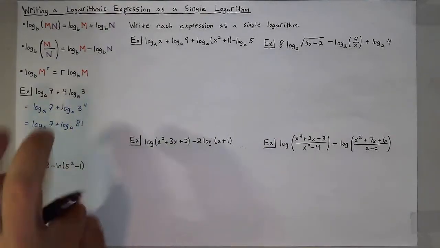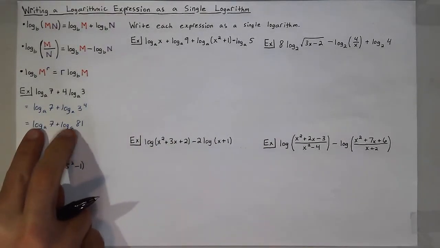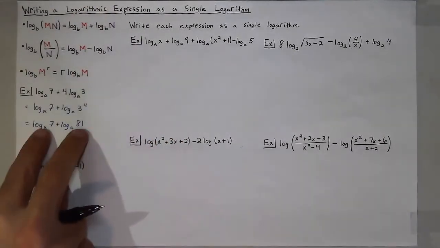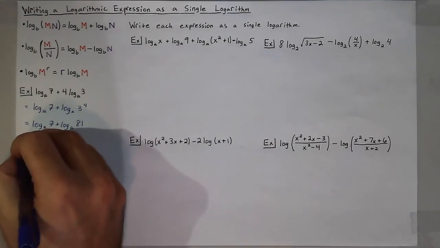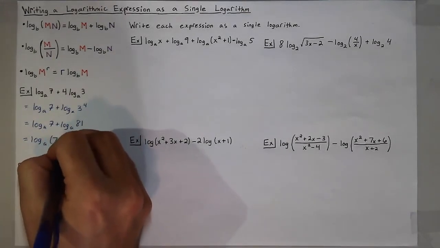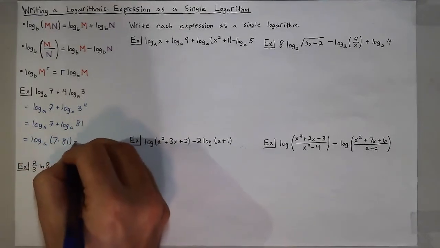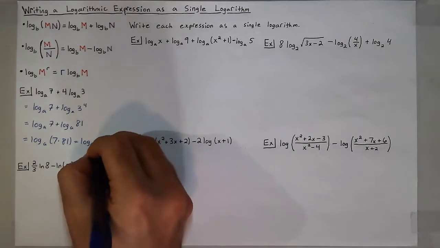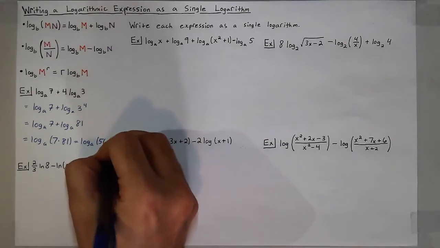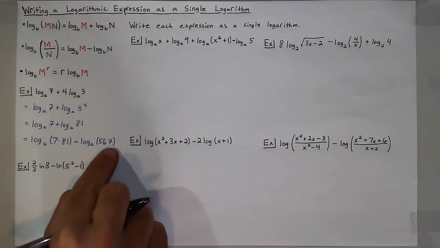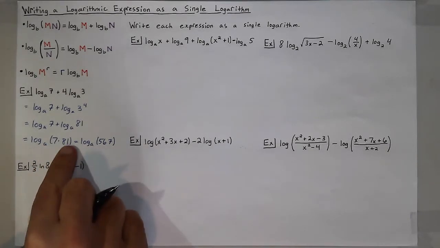And now that I have both the logs without the coefficients, I can use that first property to combine them into 1 by multiplying 7 times 81. So I'll get log base a of 7 times 81, which is equal to log base a of 567. The way you can do that math quickly is do 7 times 80, which is 560, plus 7 times 1, which is 7.